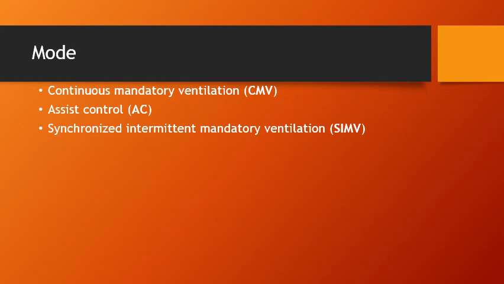So we talked about breath type. Now the next setting that you're going to need to input on the ventilator when you're initiating mechanical ventilation is the mode. So we have three main modes that we're going to talk about that are fairly universal across most ventilators. The first mode is continuous mandatory ventilation, abbreviated CMV. The second is assist control, or AC. And the third is synchronized intermittent mandatory ventilation, or SIMV. And we're going to talk about all these in detail on the following slides.